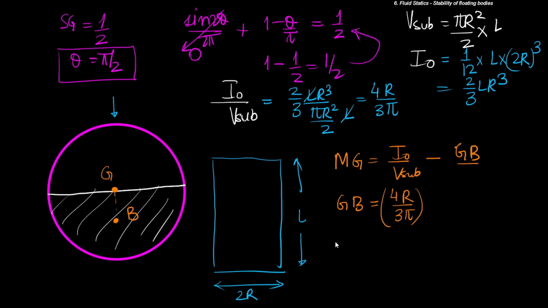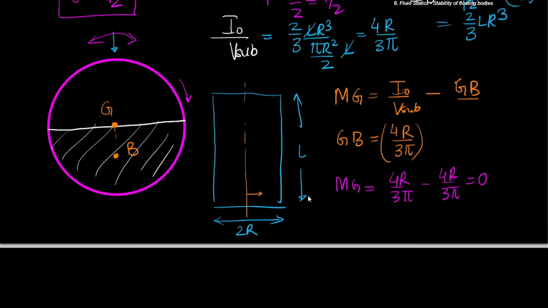With the help of this, we finally obtain that mg is I naught upon V sub, which is 4r by 3 pi minus 4r by 3 pi, and this becomes 0. So it means that in this direction there is no sort of issue of stability. It's going to be neutrally stable, and we know that if we roll a log along the surface of the water, nothing happens. So basically this calculation, whatever we did, was along sort of tilting in this angle. So this was the second moment of area.